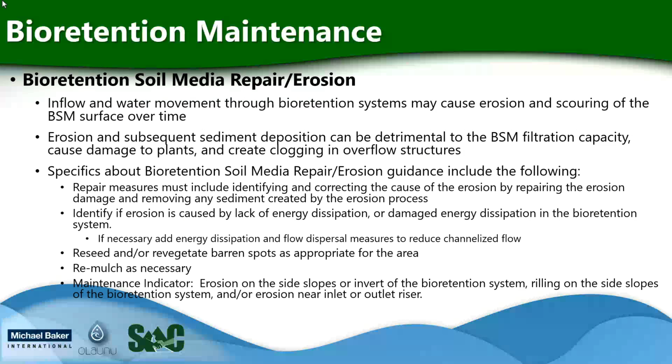Fixes include repairing measures that must include identifying and correcting the cause of erosion by repairing the erosion damage or removing sediment created by the erosion process, identifying if erosion is caused by a lack of energy dissipation in the system, if there's any damaged energy dissipation, and if necessary, adding energy dissipation and flow dispersal measures. Reseed or revegetate barren spots as appropriate for the area. Remulch as necessary. Your maintenance indicator is erosion on the side slopes or invert of the bioretention system, any rilling that's occurring on the side slopes of the bioretention system, or erosion near inlet or outlet risers.